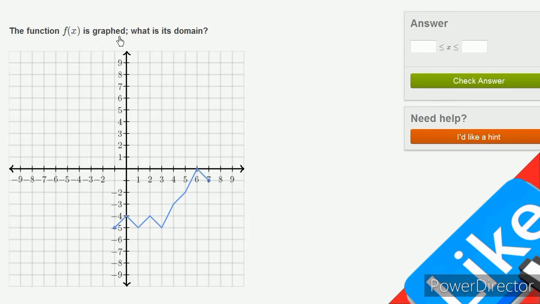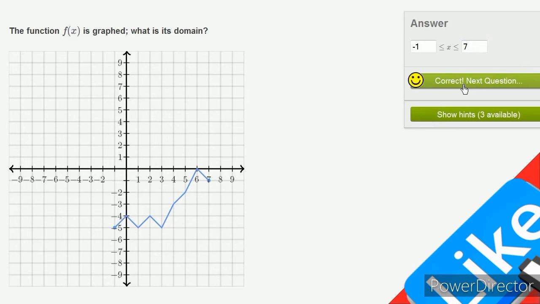The function f of x is graphed. What is its domain? Well, exact similar argument. This function is not defined for x's negative 9, negative 8, all the way down, or all the way up, I should say, to negative 1. At negative 1, it starts getting defined. F of negative 1 is negative 5. So it's defined for negative 1 is less than or equal to x, and it's defined all the way up to x equals 7, including x equals 7. So this right over here, negative 1 is less than or equal to x is less than or equal to 7. The function is defined for any x that satisfies this double inequality right over here.